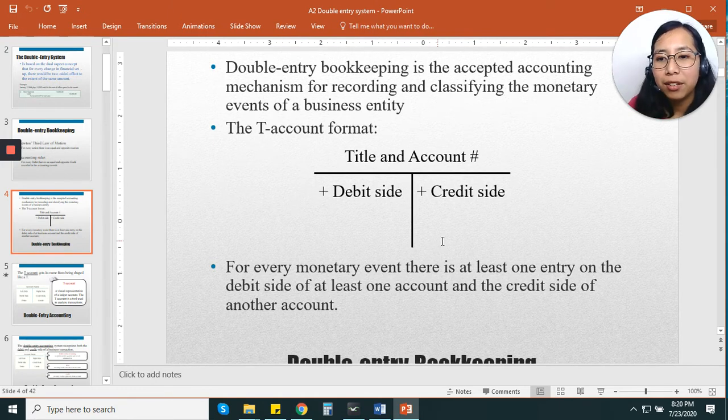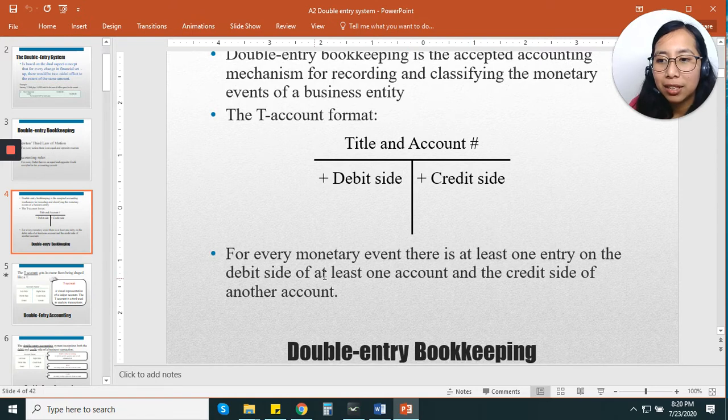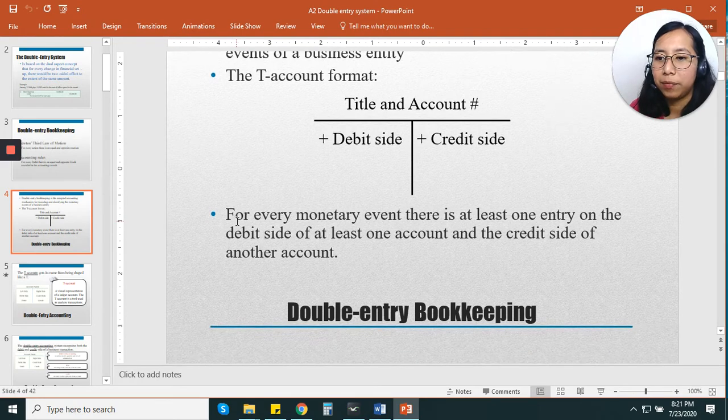For every monetary event, there is at least one entry on the debit side of at least one account and the credit side of another account. Hindi po pwedeng may entry ka sa debit tapos wala kang entry sa credit, kahit ibang account title yan. So you should always have one debit and then one credit entry.